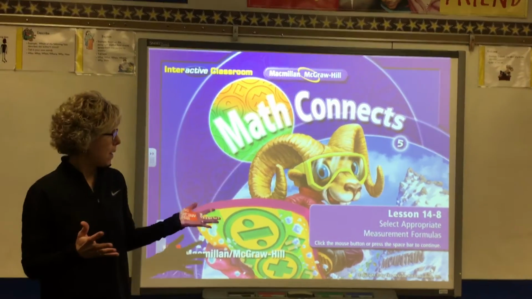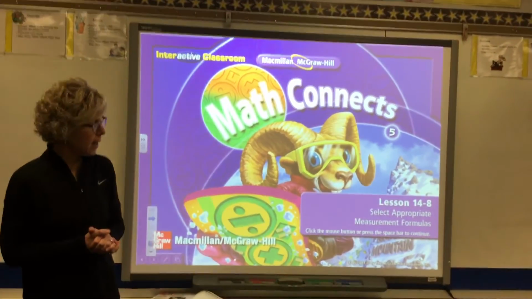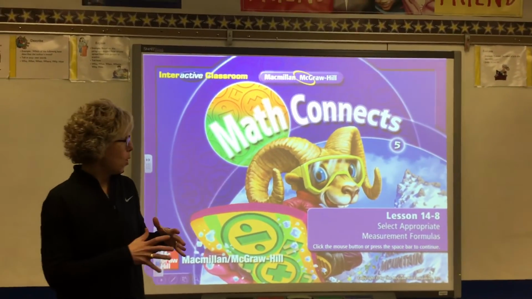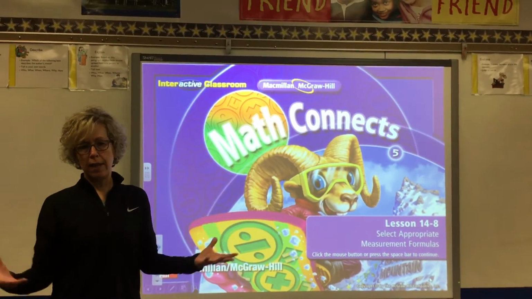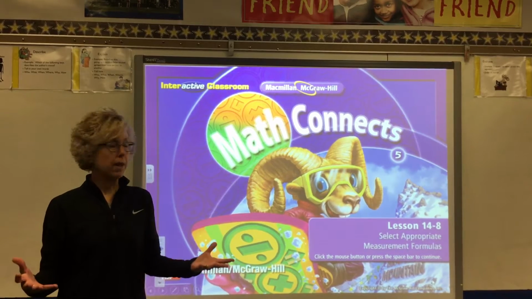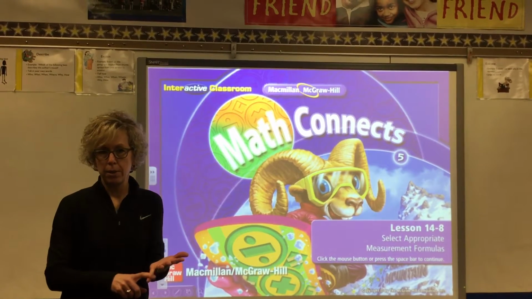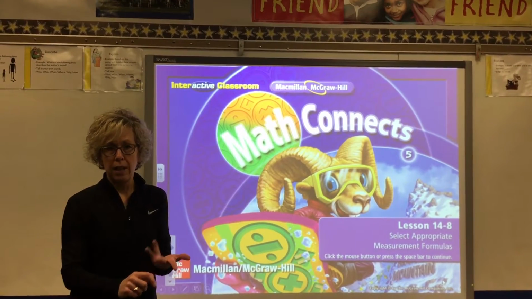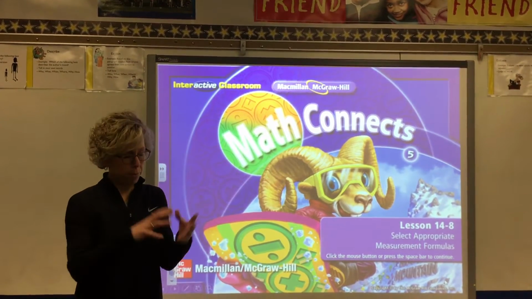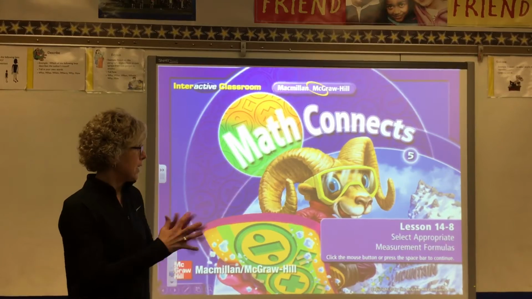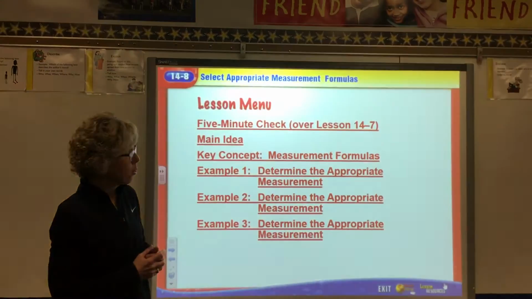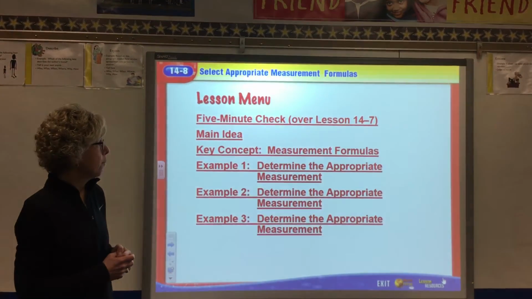Graders, we are wrapping up chapter 14, and the last lesson that we're going to be covering is one where we get to choose the correct formula. So we've talked about perimeter, we've talked about area, we've talked about volume, and we've talked about surface area, where we put all of those different faces together. Today we're going to choose the correct formula to solve the problem.